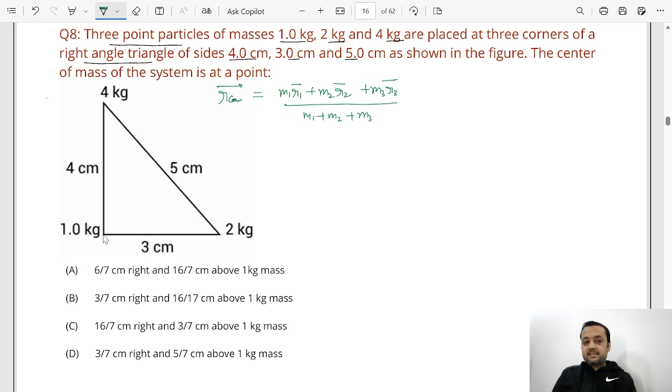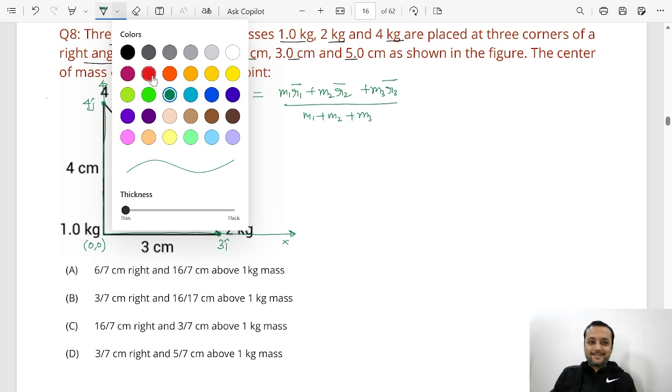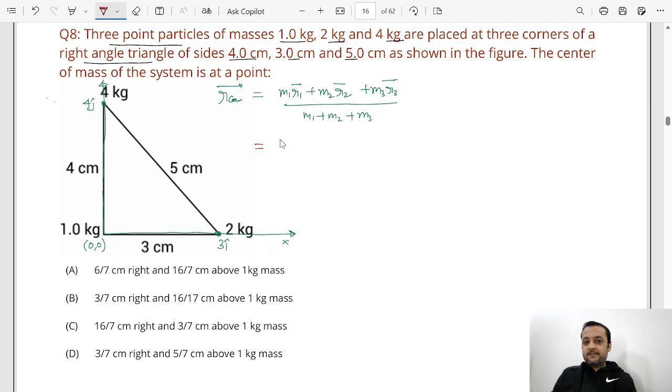Now if I consider this as the x-axis and this as the y-axis, the first 1 kg particle has a position vector of 0 comma 0, basically 0 i cap 0 j cap. The 2 kg particle will have a position vector of 3 i cap, and the 4 kg particle will have a position vector of 4 j cap. So all you need to do is put this in the formula. Very easy question, guys. M1 is 1 kg, but r1 is a null vector. M2 is 2 kg and r2 is 3 i cap. M3 is 4 kg and r3 is 4 j cap, divided by m1 plus m2 plus m3.